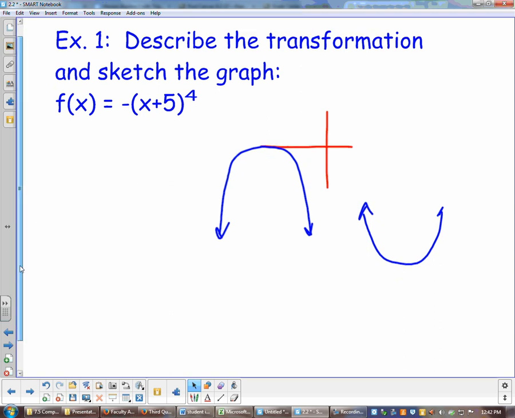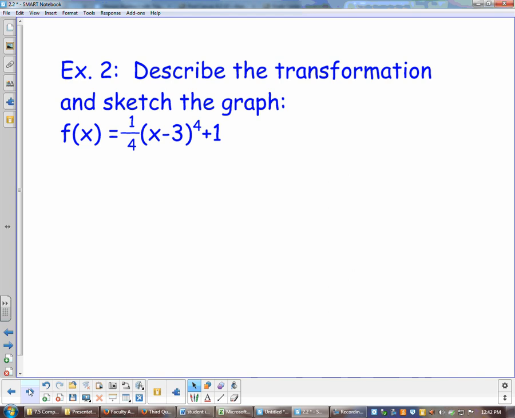All right. So just without typing this into your calculator, describe the transformation for this graph. We got 1/4 x minus 3 quantity to the fourth plus 1. Give me one thing about this here.